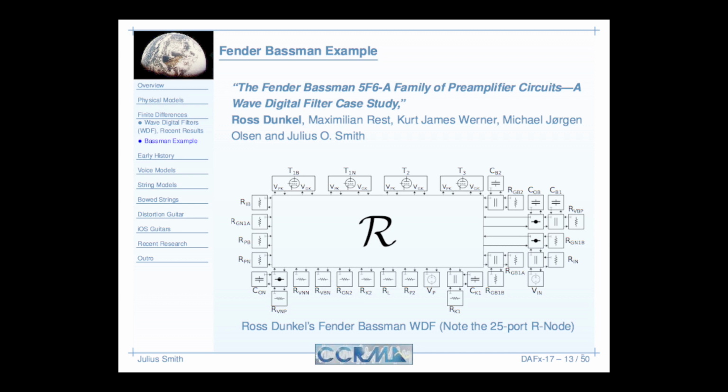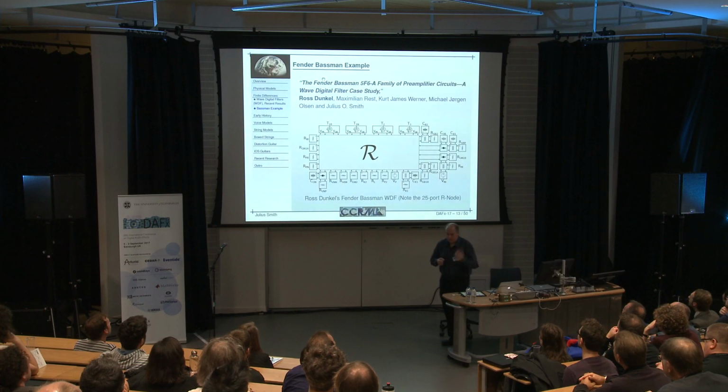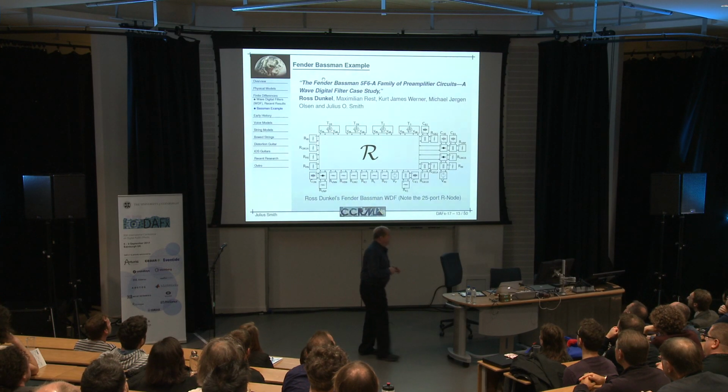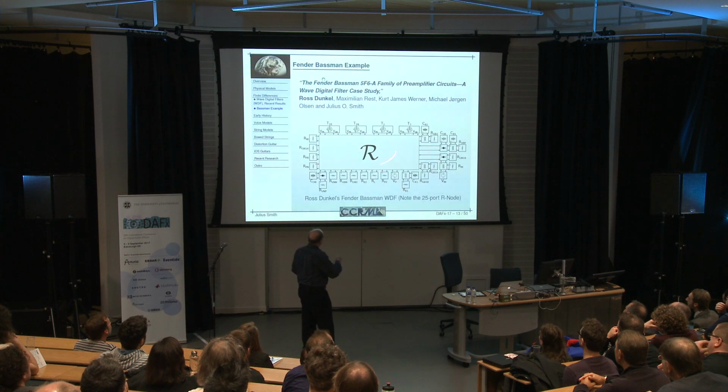And then here's the figure from Ross Dunkel's basement. He's a very passionate guitar player and wave digital filter maker, and he presented this last year at DAFx. And notice this R node. See, this is a 25-port R node. And so this is an area for research.